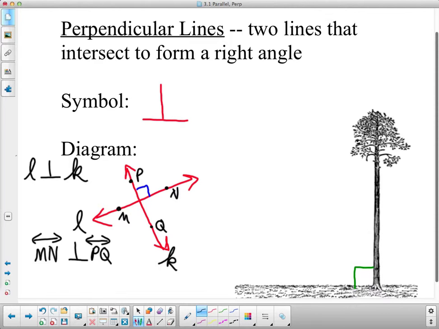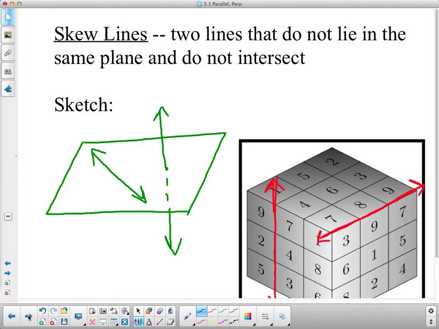All right, well, let's move on from perpendicular. Skew. Skew is a term you probably haven't heard yet. Skew: two lines that do not lie in the same plane and do not intersect. Now, parallel, we said they didn't intersect, but they were on the same plane. Skew lines don't intersect either, but they're not on the same plane.